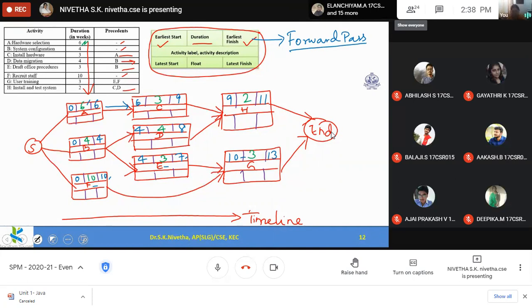Okay, now in the backward pass, we should calculate the latest start and latest finish. This is the backward pass.